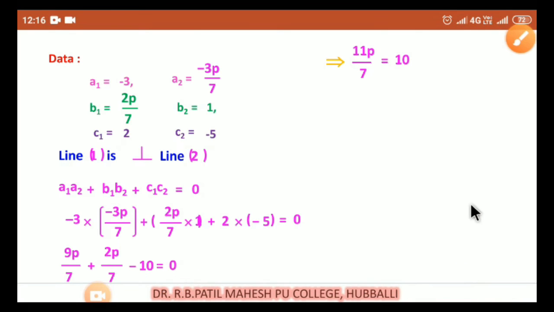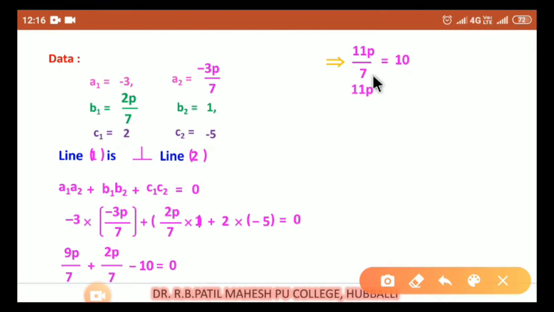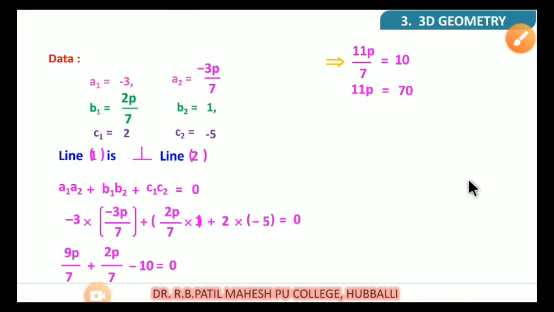Therefore 11p by 7 is equal to 10, and 11p is equal to 70, because we can transfer this 7 to this side, it is multiplied with 10. So 11p is equal to 70. Therefore p is equal to 70 by 11 after transferring 11 to the right hand side. So this is the value of p.